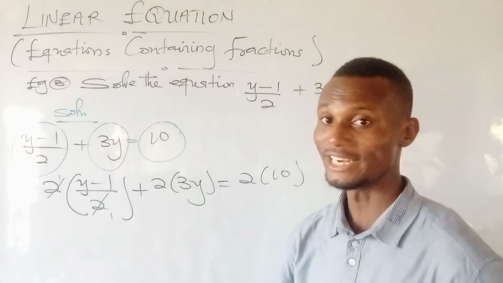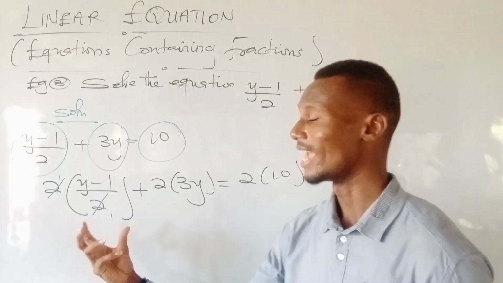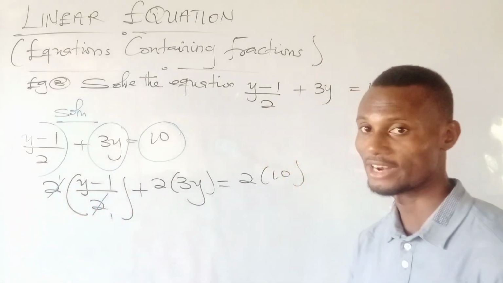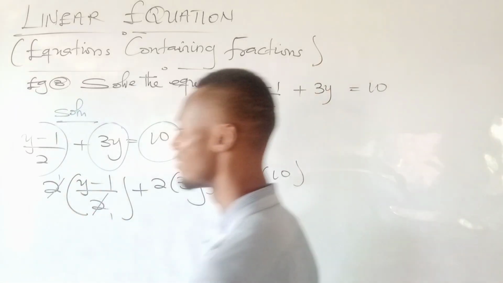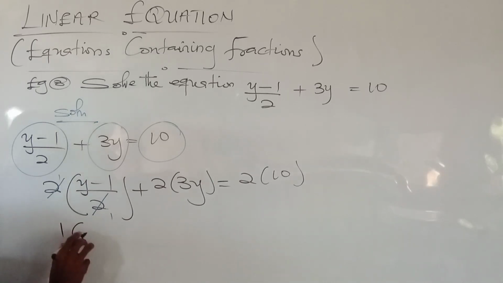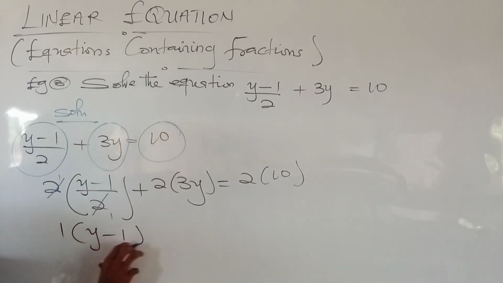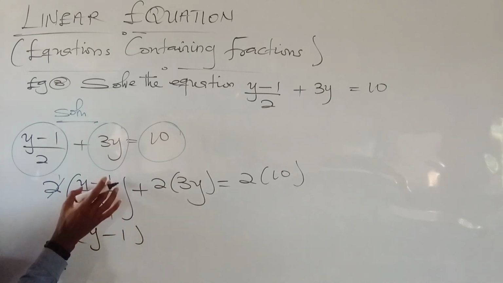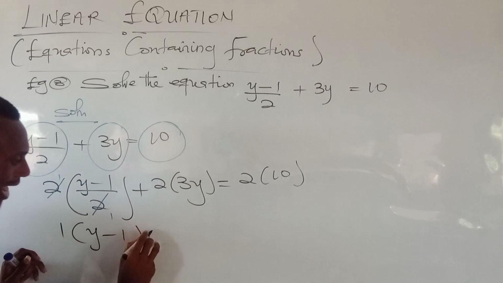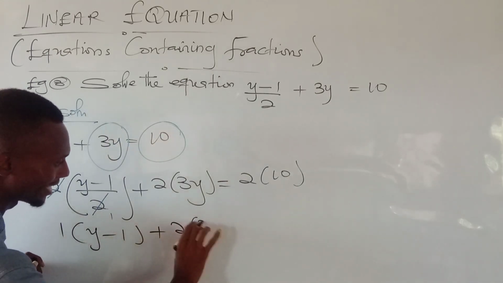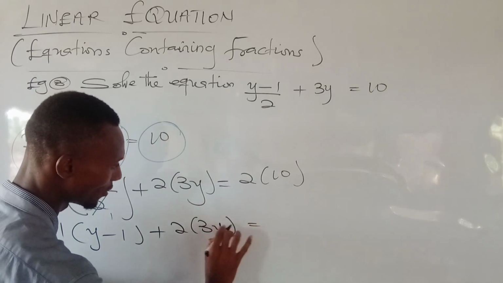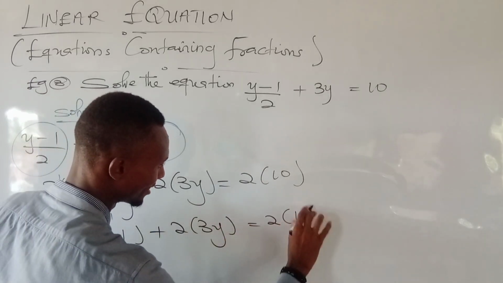I told you no need to rush it. You need to take your time, and after simplifying like this, you have to write what you have left. So what I have left here is 1. Write your 1 into bracket y minus 1. You bring what you have left in the bracket, so 1 into bracket y minus 1, then plus the 2 into bracket 3y, which is here, equals the 2 into bracket 10.